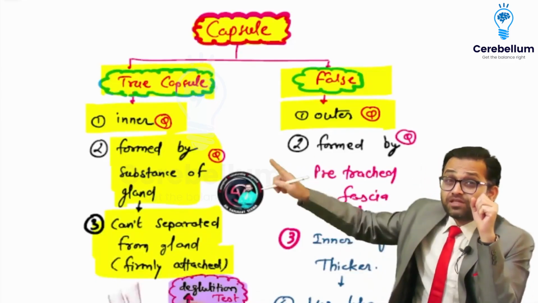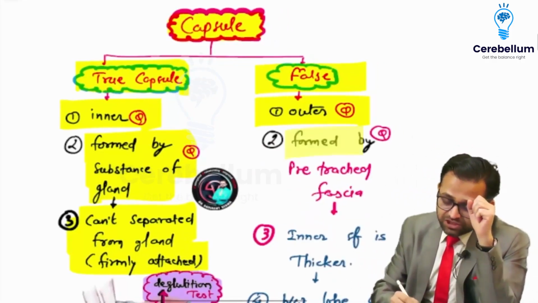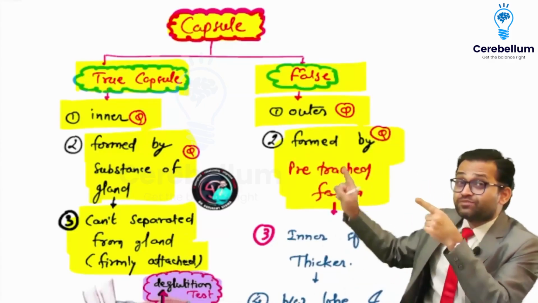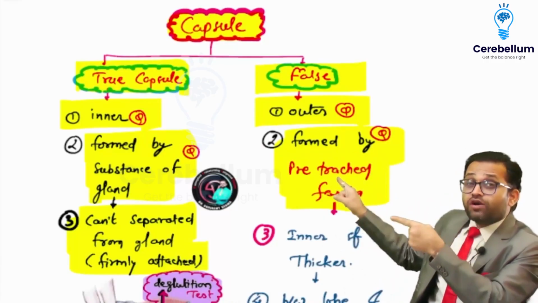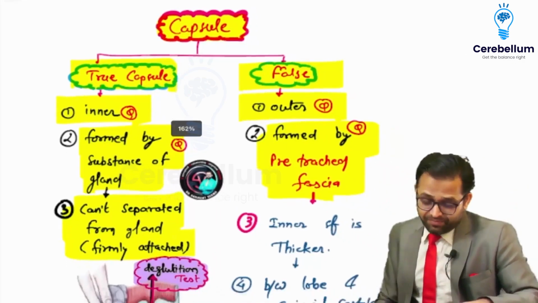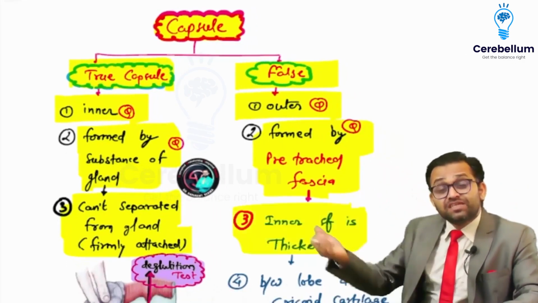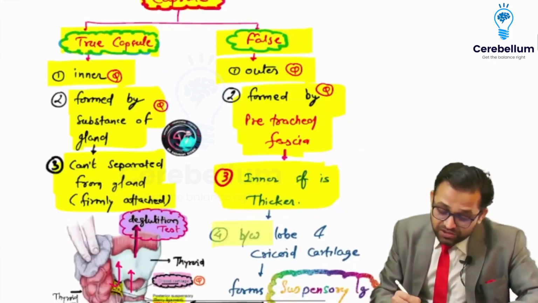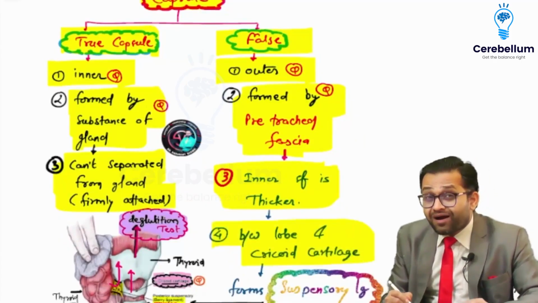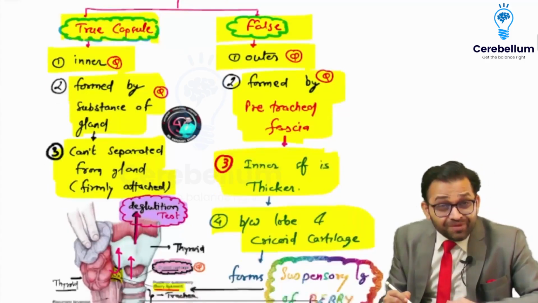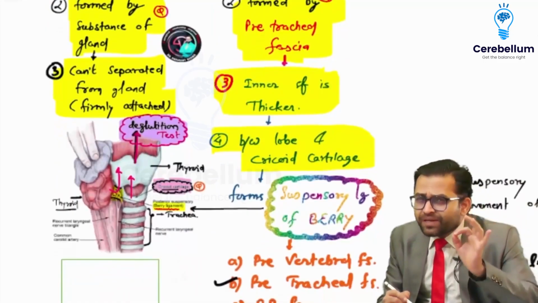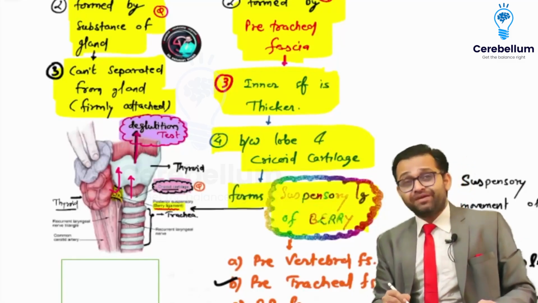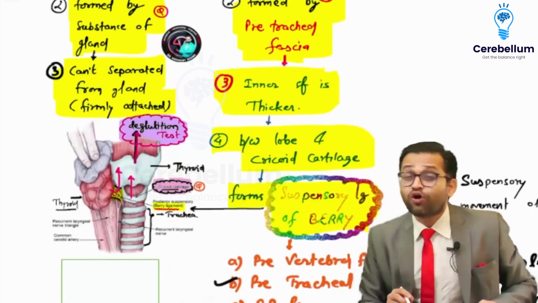But just the opposite, the false capsule is the condensation of connective tissue and fat outside, in front of the trachea, the pretracheal fascia. MCQ: the false capsule is nothing but a modification of the pretracheal fascia. Remember, its inner surface is thicker, which is getting thickened and attached to the cricoid cartilage. So it is making one ligament. Very important point, focus here: it is making the suspensory ligament of Berry.